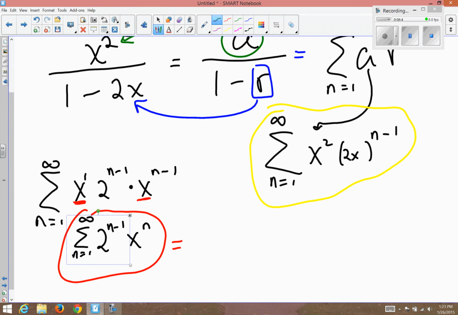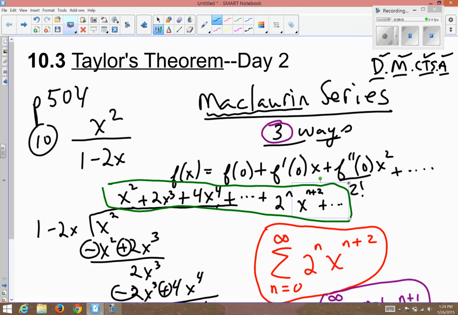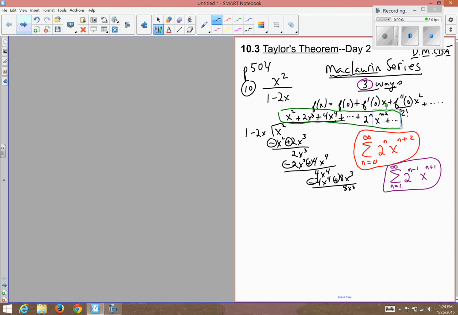Oh, here's a mistake. This x squared should be there. When you add the exponents, 2 plus n minus 1 is n plus 1. So that's the same exact thing, I believe, that we got previously. These are matching exactly.